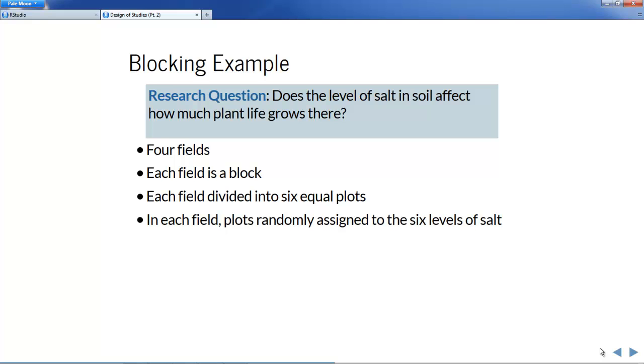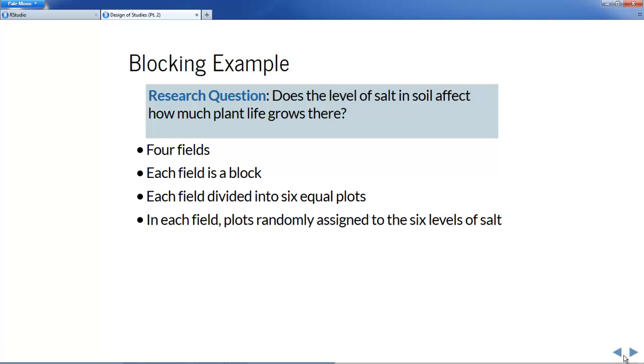Each field, each block, was divided into 6 equal plots. And then, within each field, those 6 plots were randomly assigned to the 6 levels of salt. So this is kind of interesting. 6 times 4 is 24. So they're going to end up being 24 plots, and that's why there were 24 rows in the data frame. Each plot was a subject in the experiment.